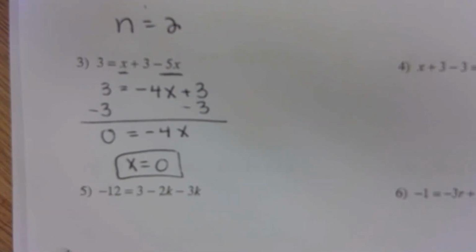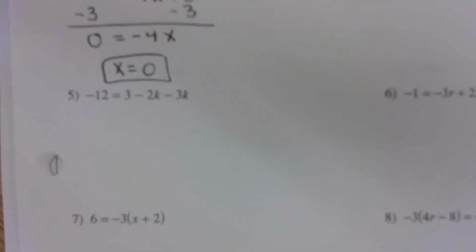Yes? When doing that, like when you get 0 equals -4x, I thought it was just 0 equals -4. So that's like, I forgot the x. I got you. I put no solution. If you got a number like that, then it would be no solution.